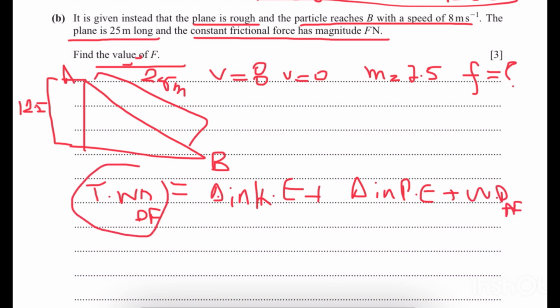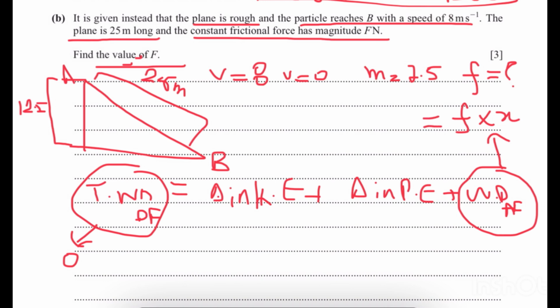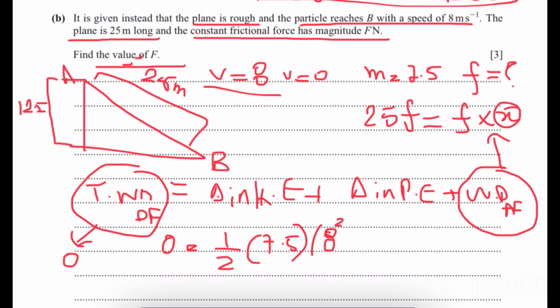Again, the total work done by the driving force will be 0 since the particle is moving down because of its own weight. The only difference is that now, since there is friction, we will have work done against friction. That is equal to the force of friction, which we have to find, multiplied by the distance traveled, which is 25 meters. So this will become 25F. That means 0 is equal to half the mass, which is 7.5, times the final speed given to us as 8, so 8 squared, and the initial speed is 0, so you won't write that down.